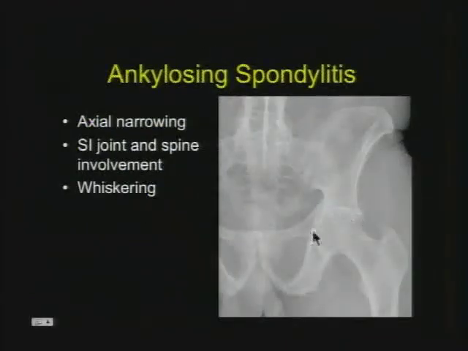So if we get a case like this, we see axial narrowing, but we need to look at everything on the film, and when we do, we really get the diagnosis. We see that the SI joint is fused. We have whiskering. I have a lot of little arrows here. And we have syndesmophytes, and we even have the tram track sign of ankylosing spondylitis. So you get the diagnosis there.